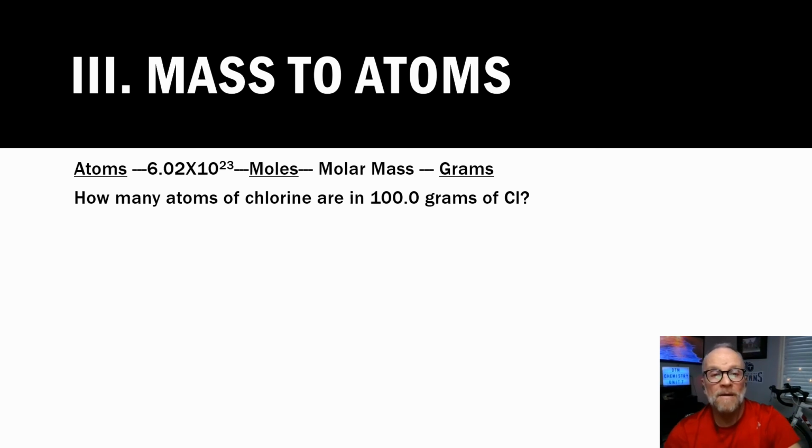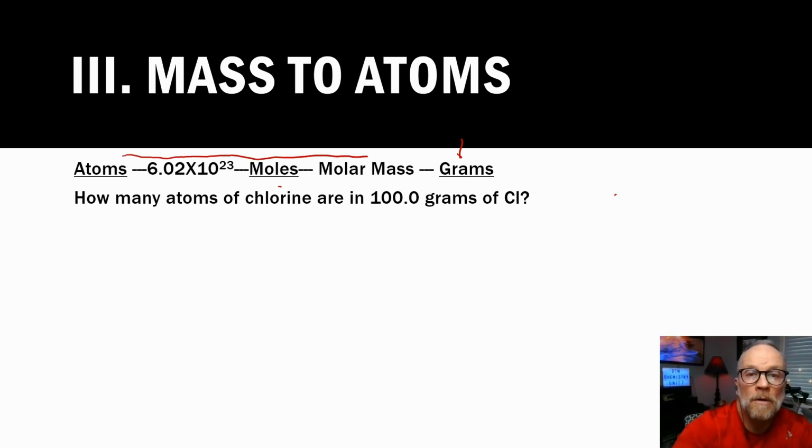Our flow chart here again. How many atoms of chlorine are in 100 grams of chlorine? Okay, so here we've got grams, and we're going all the way over here to atoms. So we're given grams and we're going to atoms. So we're going to have 1, 2 conversions. So a 2 conversion problem. So 100 grams of chlorine.